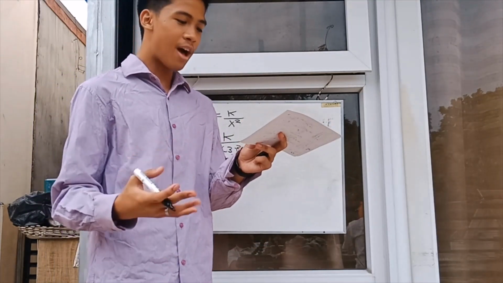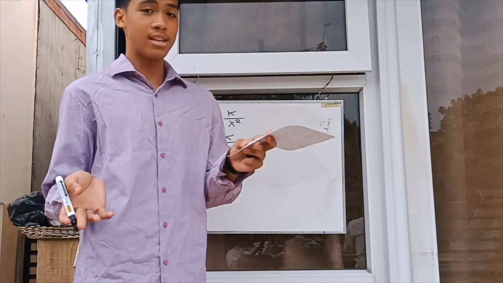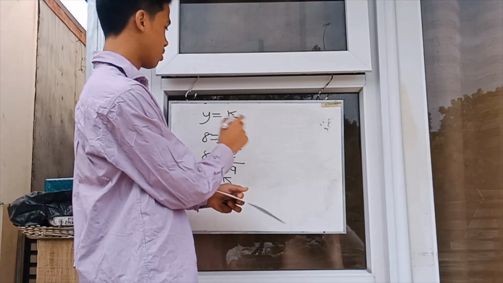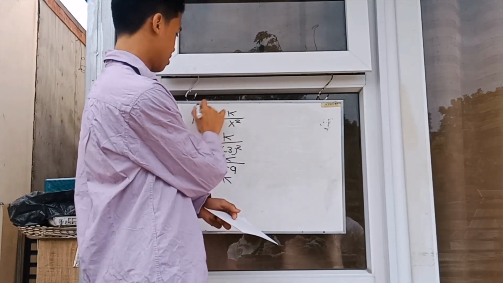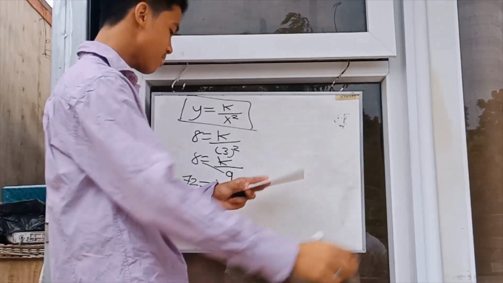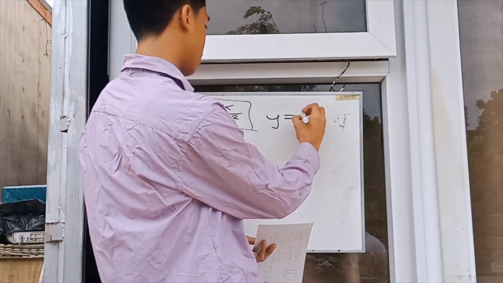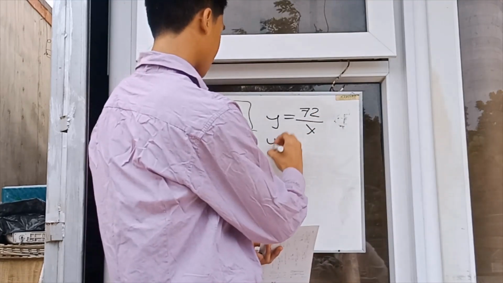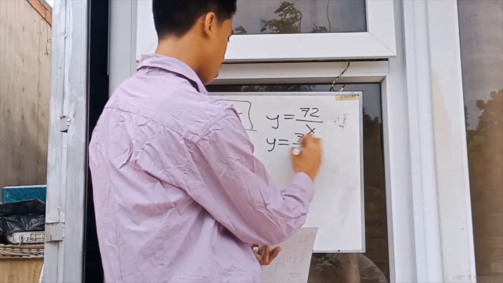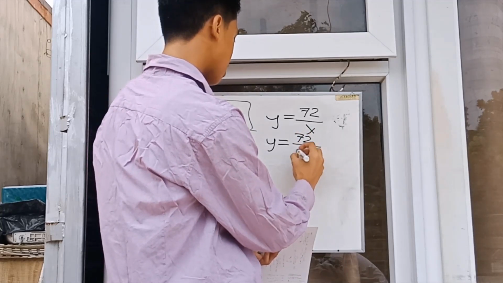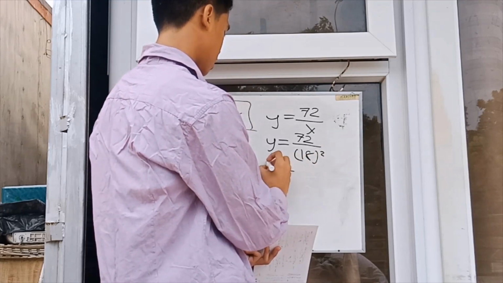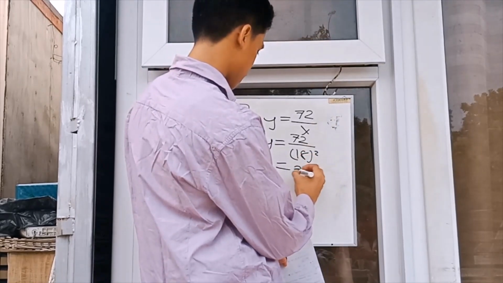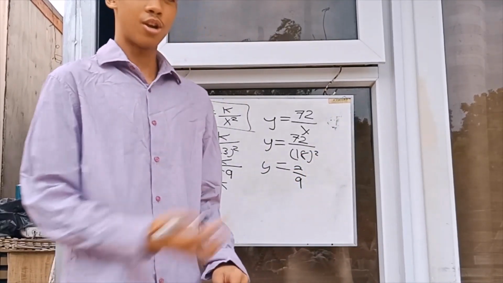Now, we need to find the value of y when x is equal to 18. So, copy the equation. y is equal to 72 over x squared. Substitute. y is equal to 72 over 18 squared. Then the answer is 2 over 9. There you go.